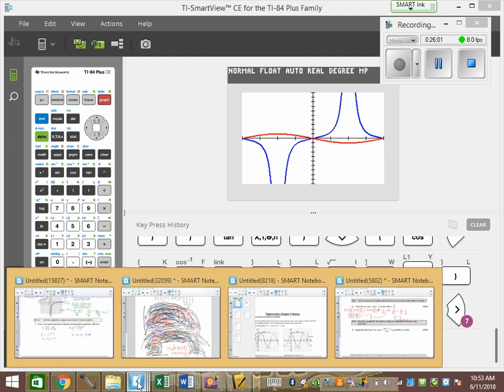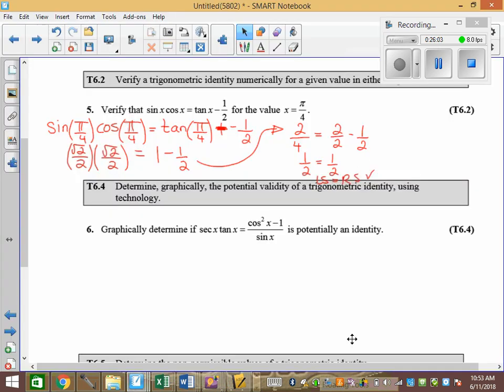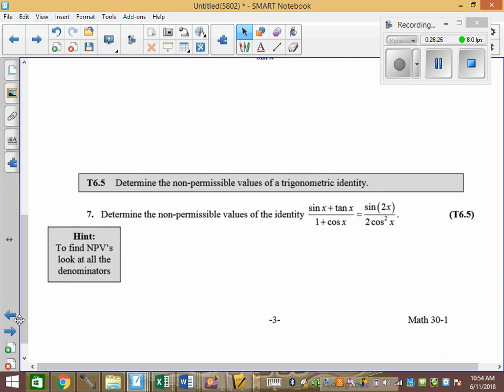So, graphically determining is potentially an identity. Is it potentially an identity? Potentially, it would show that if you picked 0 or 180 or negative 180, that would work, right? And you'd say it works for that value. But isn't it an identity? No, because it's not the same on both, right? We agree? All right.